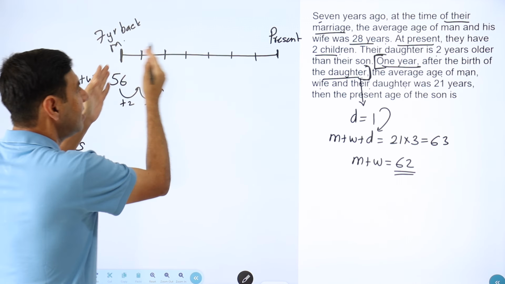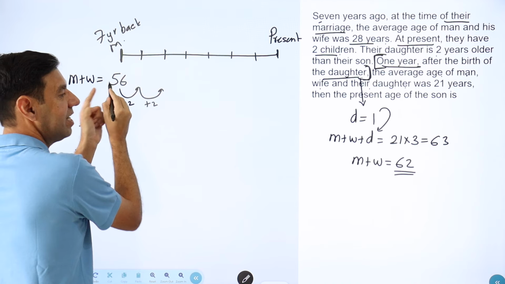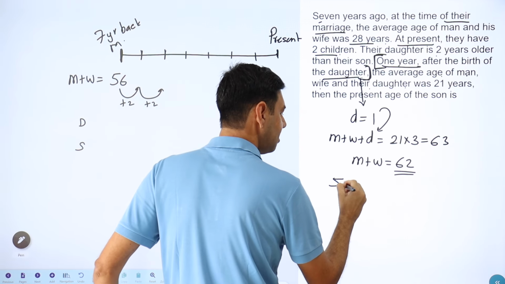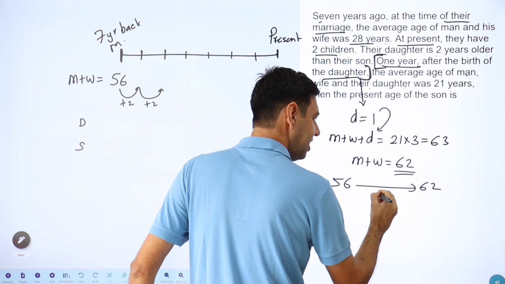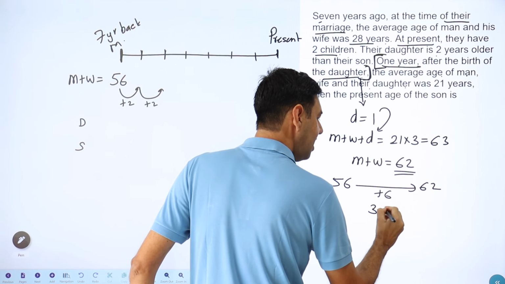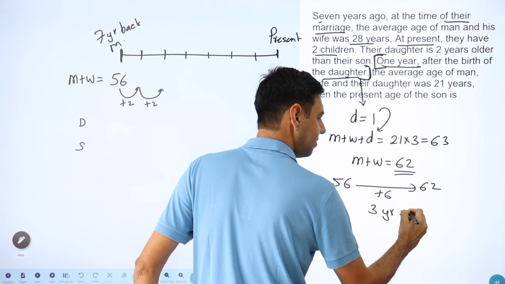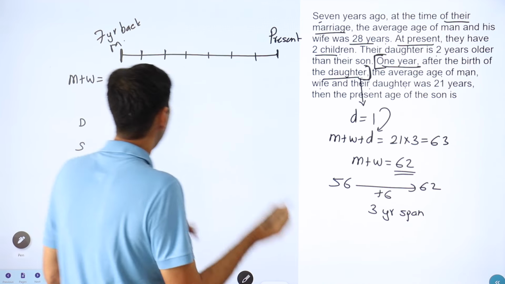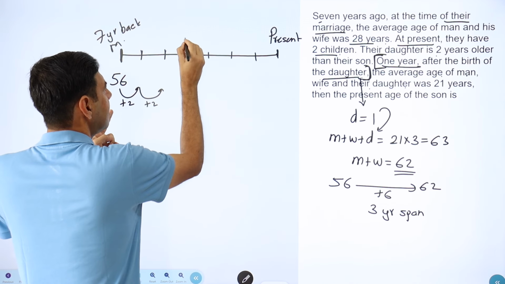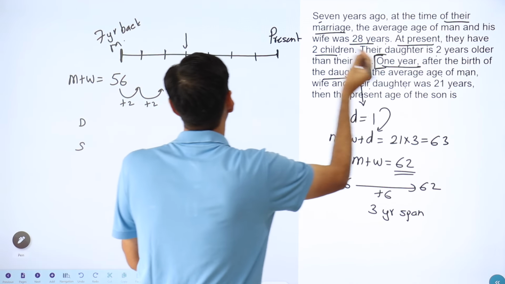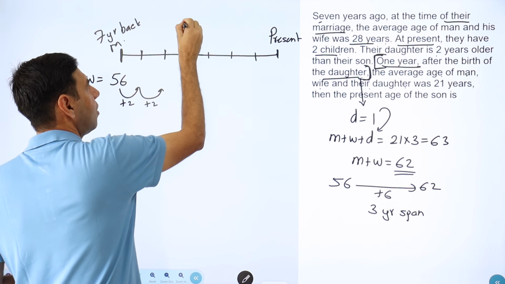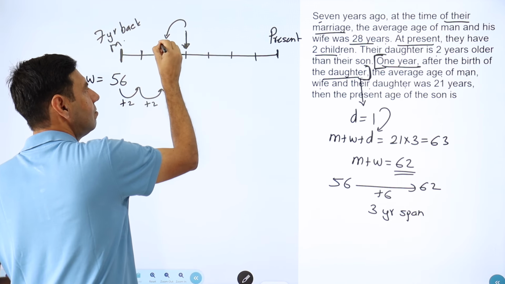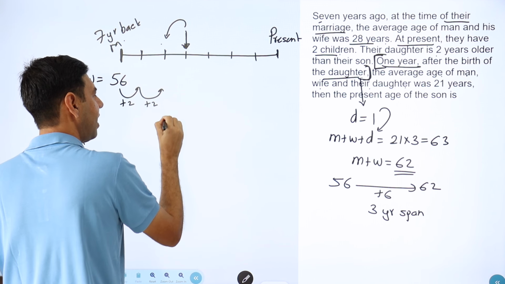So when is that in this whole time frame? 56. So 56 has become 62, the sum. So this is an increase of 6. So this is a 3-year time span. Right? So 1, 2, 3. This is the time that we are talking about, 1 year after the daughter was born. So the daughter would have been born 1 year before that. So I'll just put her age as 0.